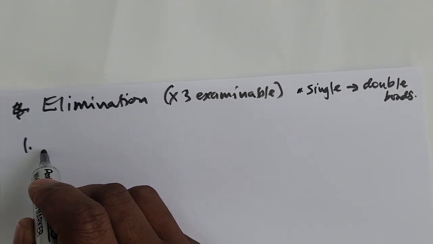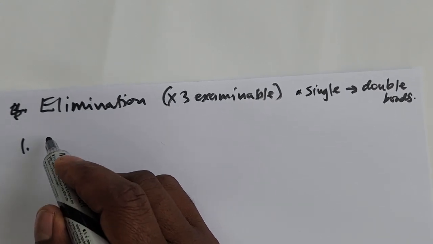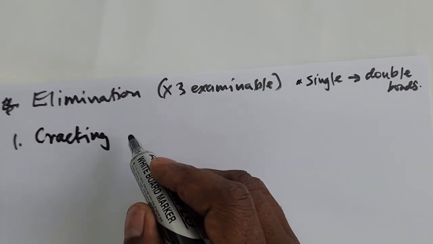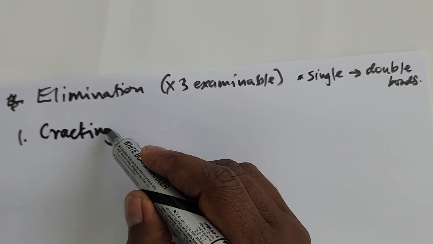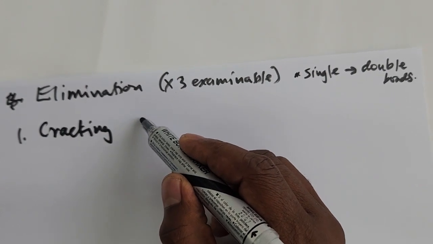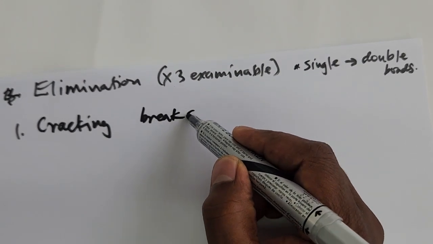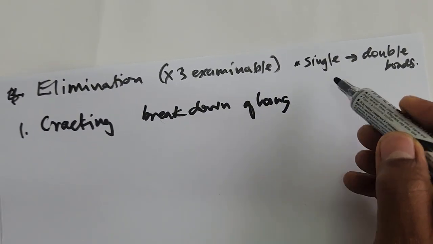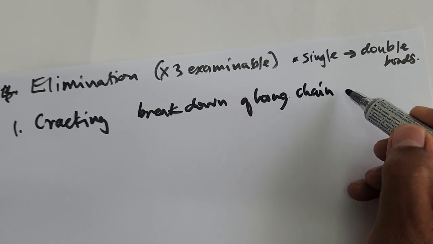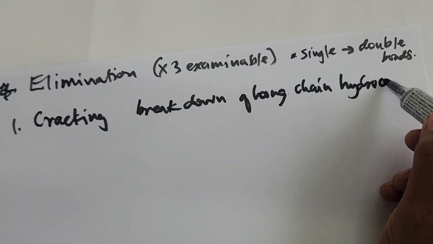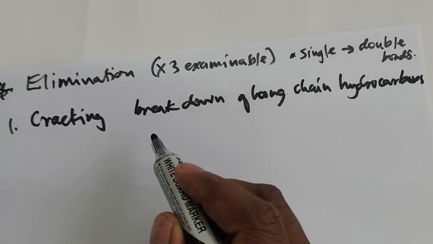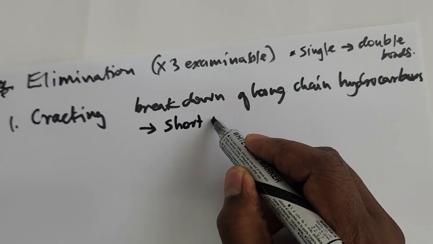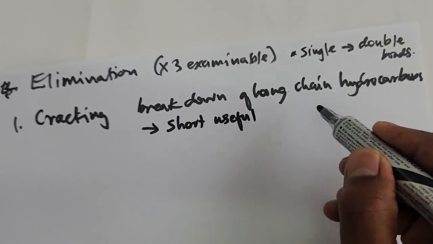Now, the first known simple elimination reaction is cracking. You must know the definition of cracking, because we say this one is the breaking down of long chain hydrocarbons. Very important, all these keywords must be there, into short useful molecules.